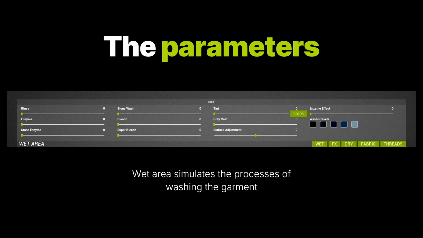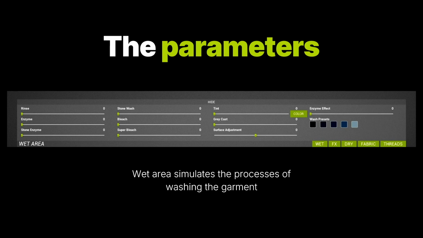Bleach, super bleach are two different types of bleaching. One goes mostly on the top, and the other one goes mostly at the bottom of the fabric. When I say bottom of the fabric, I mean the bottom of the actual structure of the fabric, not the bottom of your pants or anything. Tinting, if you want to apply some tint to it. Gray cast, if you want to make it less saturated.